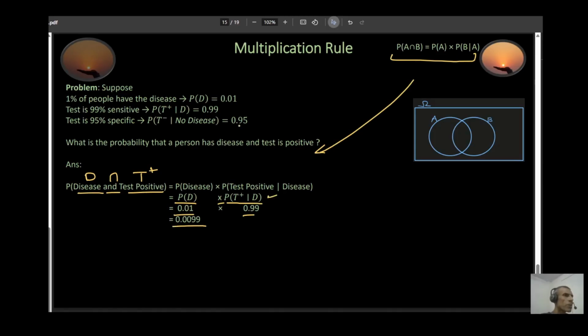Sometimes in the question, they give you additional information just to throw you off, just to see if your concepts are clear. This information is not needed over here. The only information you need is these ones. This one is useless information for this question.